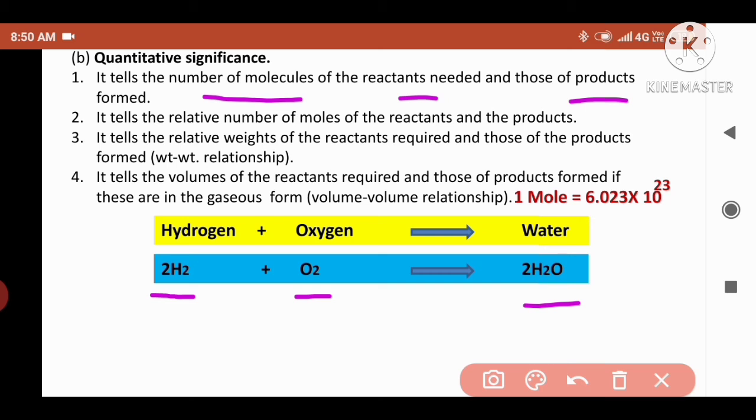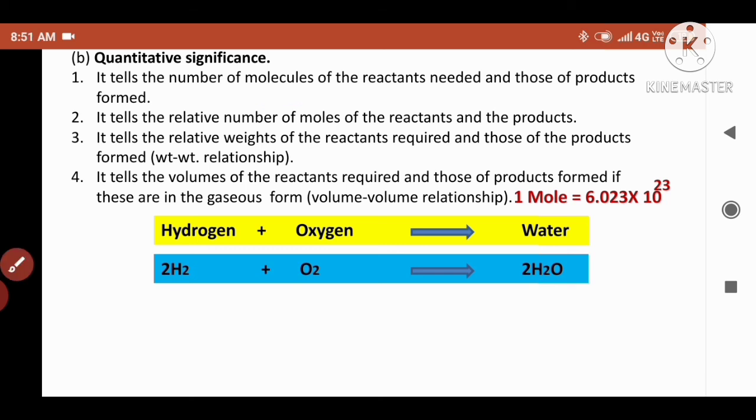So here these are not only in terms of molecules. This can also be considered as moles. Means 2 moles of hydrogen react with 1 mole of oxygen to produce 2 moles of water. Means this also gives information in terms of moles. We will discuss moles in the next video. This also gives information in terms of weight. Means 4 grams of hydrogen react with 32 grams of oxygen and produce 36 grams of water.